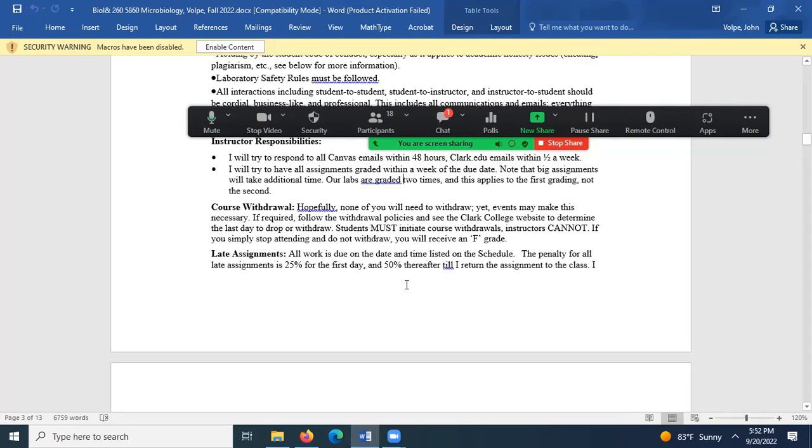I do accept late assignments. However, all work is due on the date and time listed on the schedule. The penalty for a late assignment is, if you're 1 day late, the assignment will be marked down 25%. All assignments after 1 day late will be marked down 50% up until finals week. During finals week, I no longer will accept late work. Okay, but if you turn something in before finals week and it's late, it'll be marked down 50%, unless it's only 1 day late, in which case we mark down 25%.